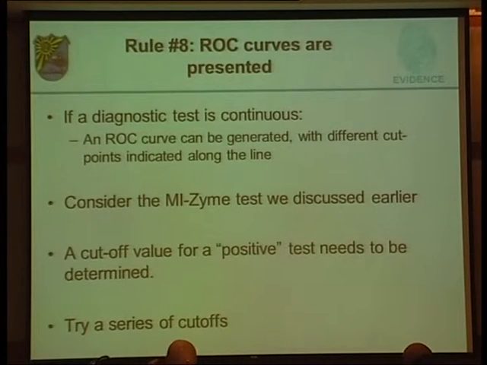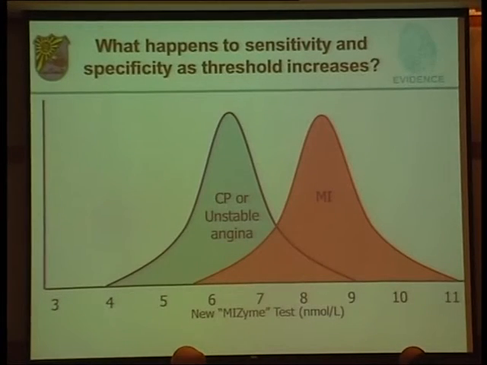The next thing is ROC curves are presented. If a diagnostic test is continuous, then what you can do is to generate this ROC curve with different cut points along the line. So let's consider this test, this M-Izyme test. You have to decide where you're going to turn it positive, right? So what you do is you say, well, I'm going to try it down here. How high is the sensitivity at this cutoff? Very, very high, almost 100%.